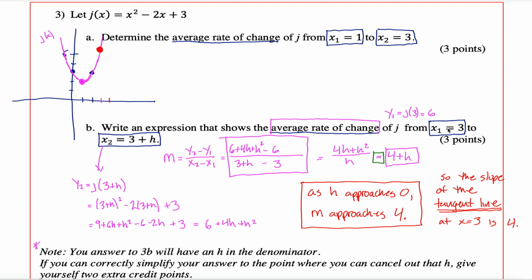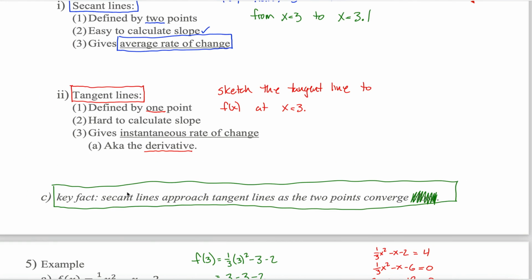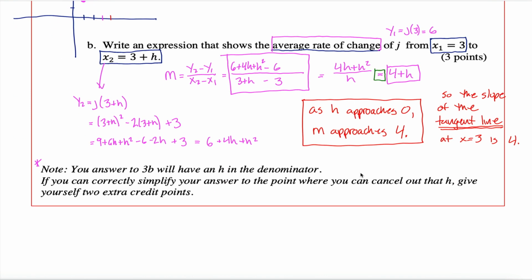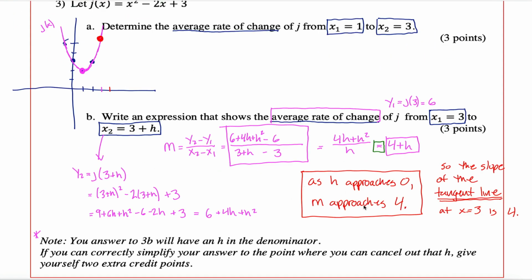But really what you end up doing is a bunch of algebraic manipulation, and then you make the observation that when h approaches 0, these 2 points both approach 3. This one's already 3, and this one, if h is close to 0, is approaching 3. And as we saw in a previous video, secant lines approach tangent lines as the 2 points that define the secant line converge. So when h approaches 0, the slope that the secant line approaches is the slope of the tangent line.